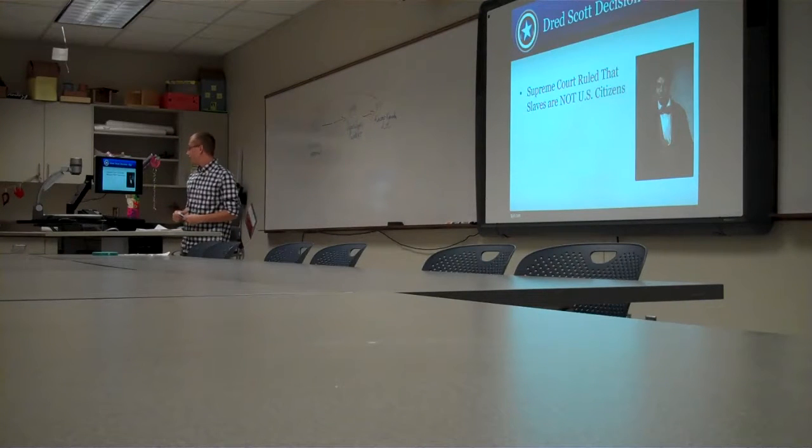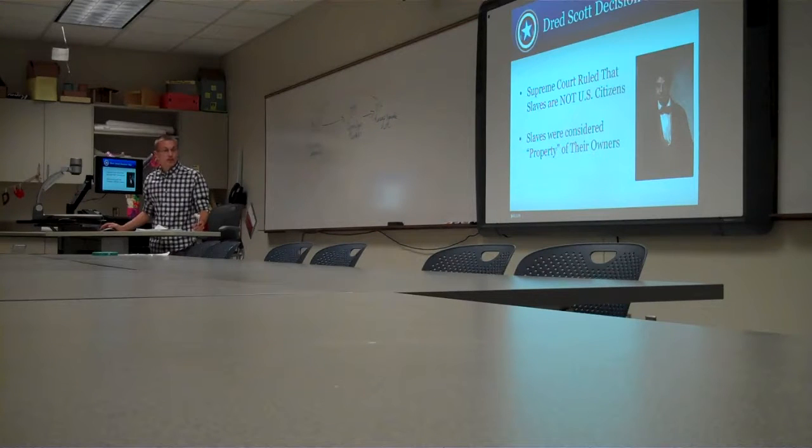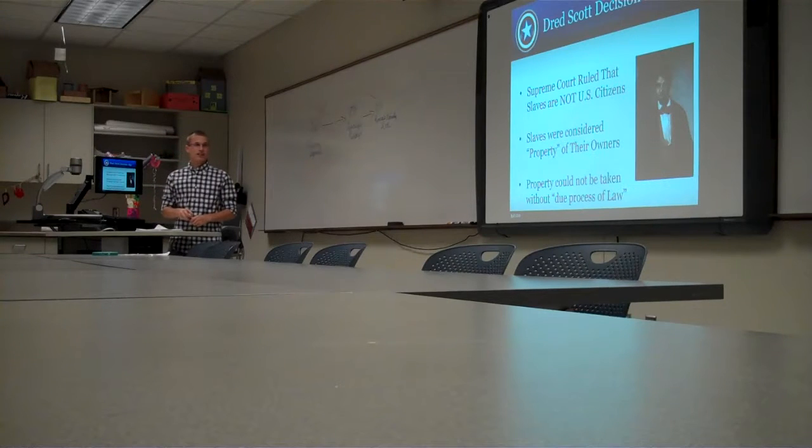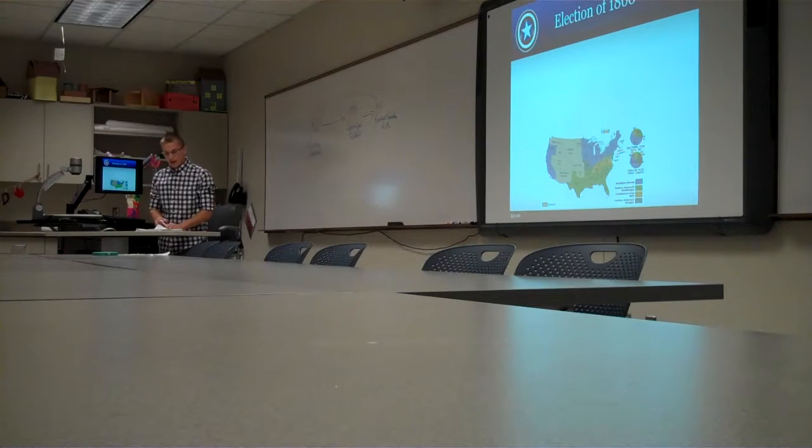Okay, so the Dred Scott decision also plays a part in this. It ruled that slaves were not U.S. citizens, and slaves were considered the property of their owners, and property could not be taken without due process of law, which is the Fifth Amendment in the Constitution. So basically this allowed any southern slave owners to go wherever they wanted with slaves. They could go west, north, wherever they wanted because the Supreme Court ruled that they could. And 5 out of the 9 Supreme Court justices were Southern and pro-slavery, so that also played a big part of it.